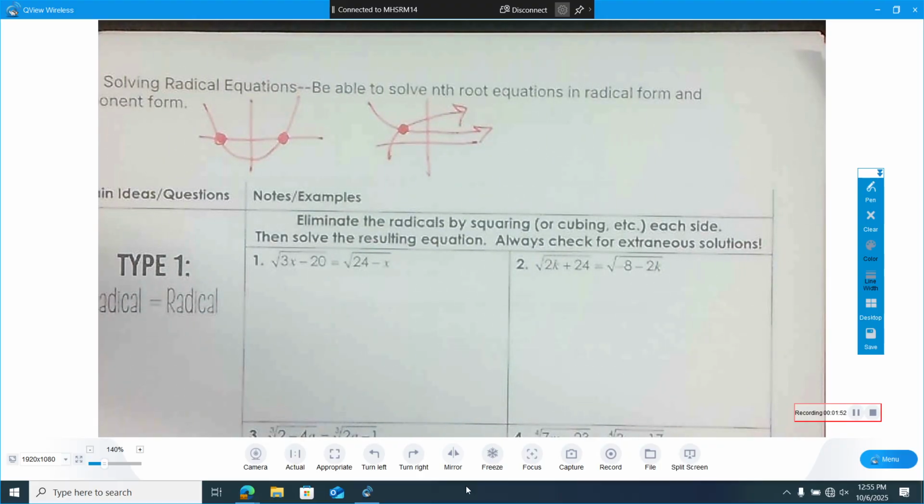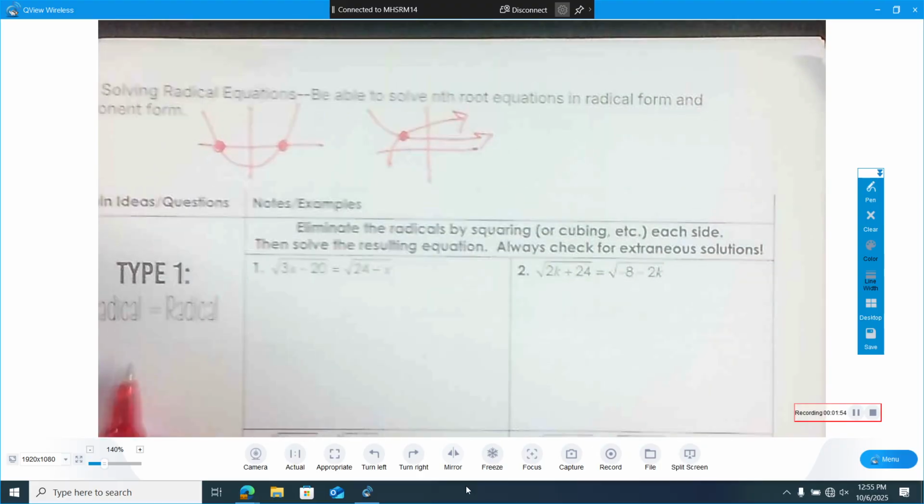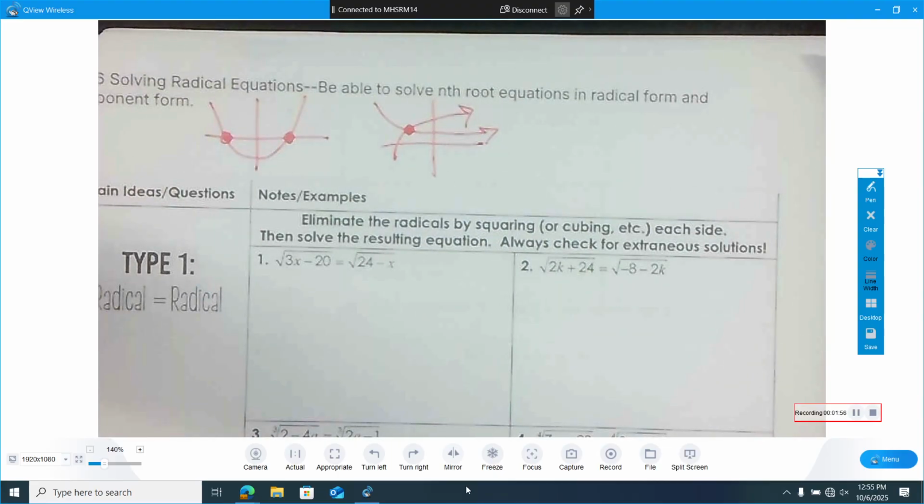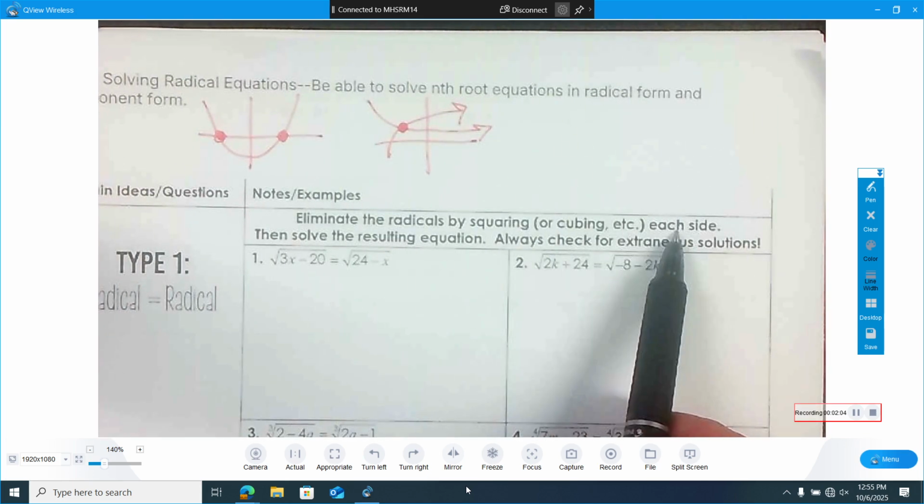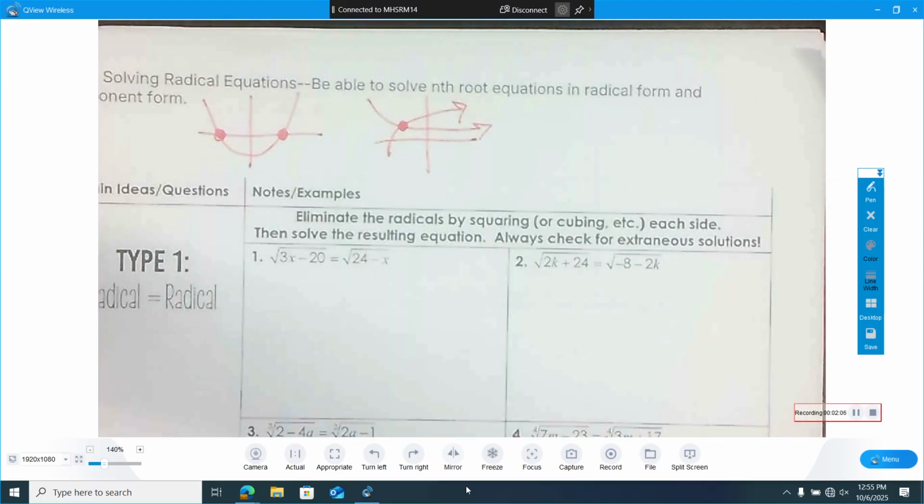All right. So here we have the first type. I'm going to do a lot of skipping around today because there are a lot of questions here. Eliminate the radicals by squaring or cubing, etc. on each side, and then we solve the resulting equation.